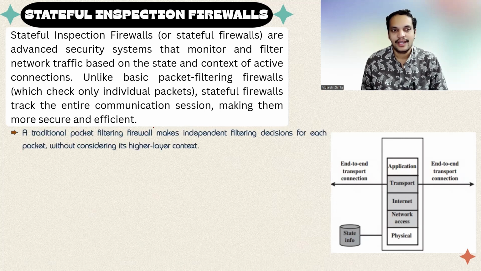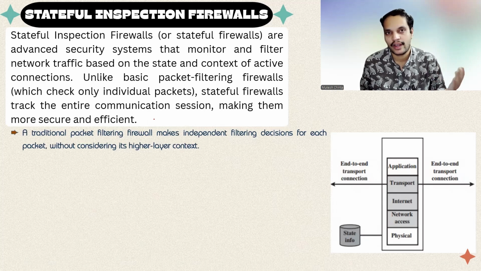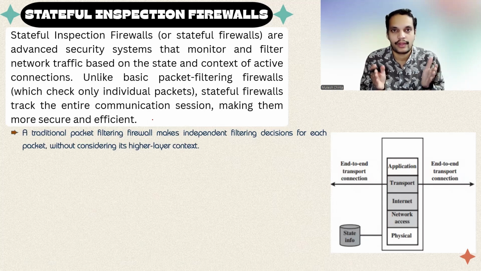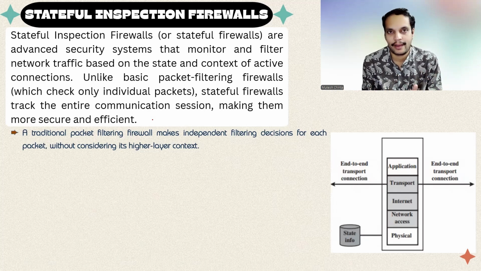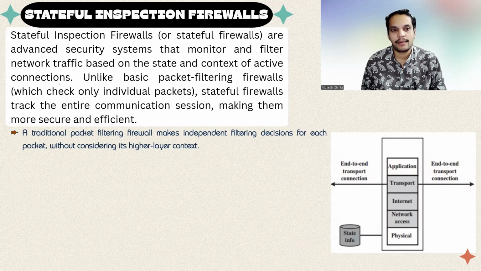What it means is, if you compare it with the traditional packet filtering firewall, which we observed in the last video, where I also explained the set of rules usually given to a firewall to decide whether to allow or deny a packet, isn't it? A traditional packet filtering firewall makes independent filtering decisions for each packet without considering its higher layer context. It does not consider what connection the packet belongs to or any other information. It only looks at the data present in the packets.